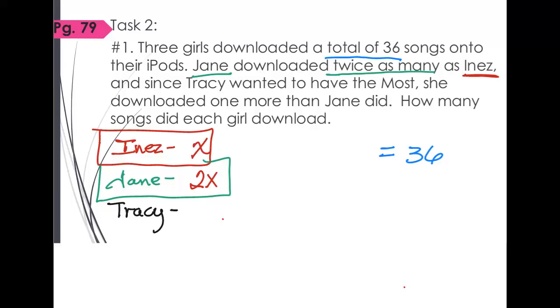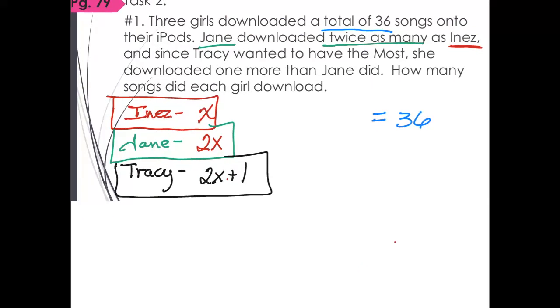Yeah, well, how many did Jane download? Yeah, but we gave it a value. What's our value? Okay, and then she downloads 1 more, so that's going to be 2x plus 1, right? Okay, all right, I can play this game. So now what do I do with all these?